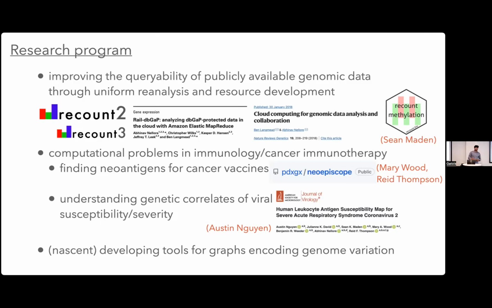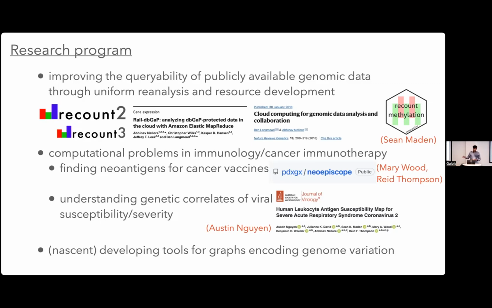At OHSU, my group has also worked on computational problems in immunology and cancer immunotherapy. Together with Mary Wood, Reed Thompson, and others, we developed NeoEpiscope, software for identifying cancer-specific proteins called neoantigens from tumor DNA sequencing data. Neoantigens can potentially be targeted by vaccines to engender or enhance an immune response to cancer.